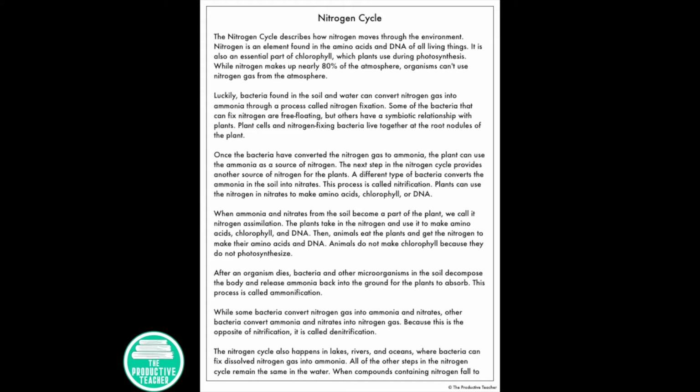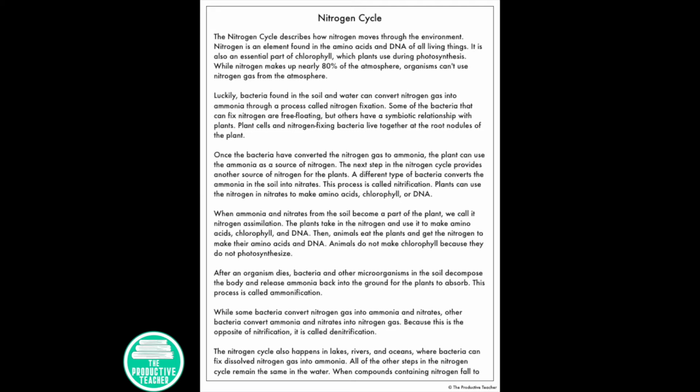Luckily, bacteria found in the soil and water can convert nitrogen gas into ammonia through a process called nitrogen fixation. Some of the bacteria that can fix nitrogen are free-floating, but others have a symbiotic relationship with plants. Plant cells and nitrogen-fixing bacteria live together at the root nodules of the plant. Once the bacteria have converted the nitrogen gas to ammonia, the plant can use the ammonia as a source of nitrogen.